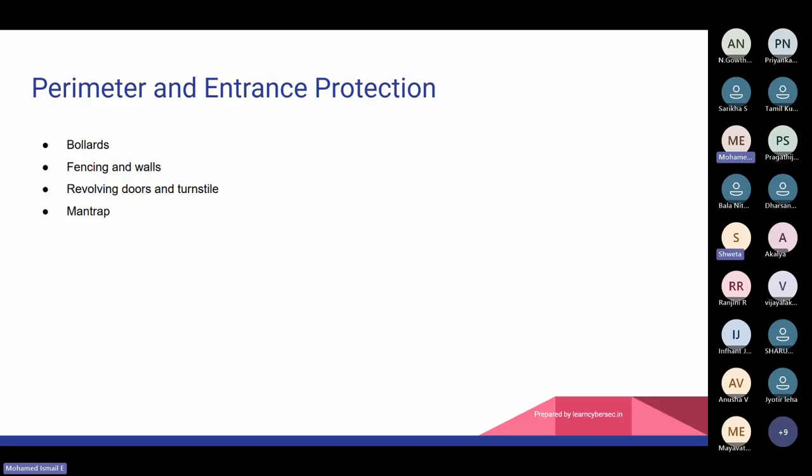Fencing is a physical barrier. A revolving door is an entrance door with a trap. They can lock. If someone takes something and runs away, it has control to stop the door, and it can trap the people who are stealing something.